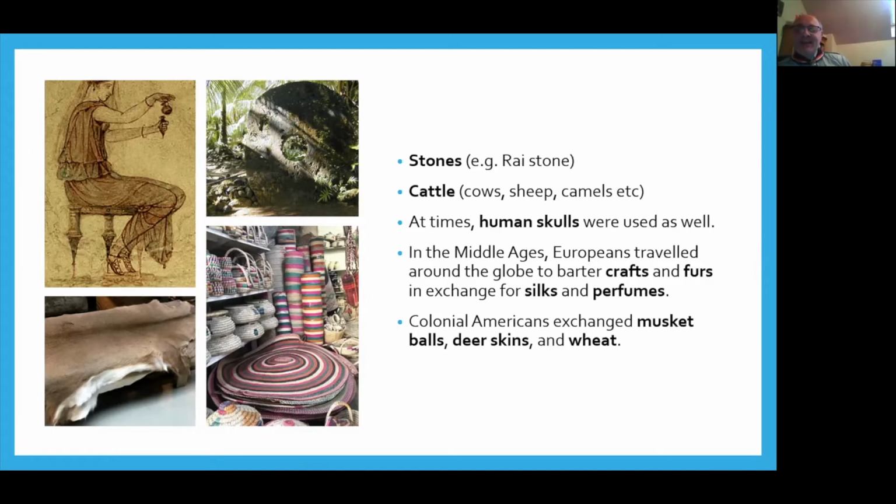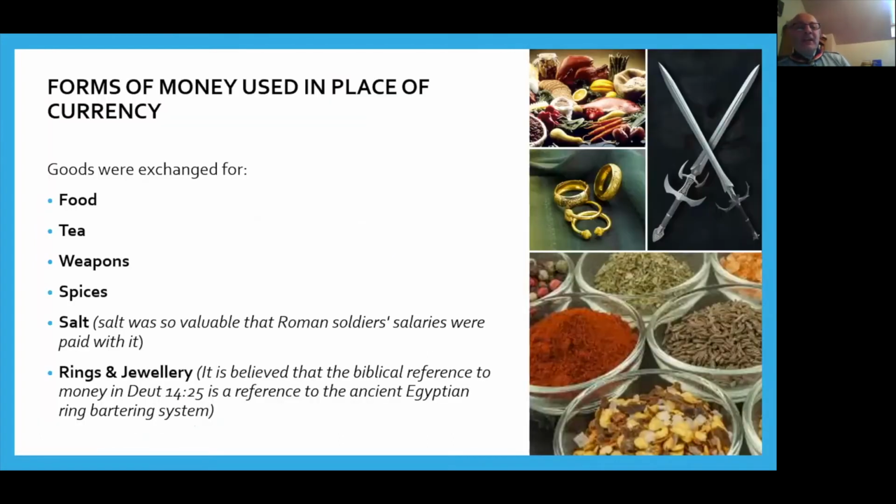All right, then I'm going to have to tell them, Pastor NJ. Let's go back. Can you see on the list on the screen, go down 1, 2, 3, 4, 5, it says salt. Salt was so valuable that Roman soldiers' salaries were paid with it. It was called a salt ration. And then they would use salt to buy other things.